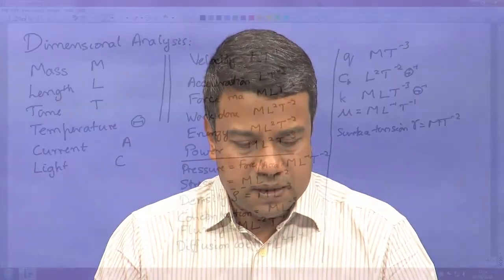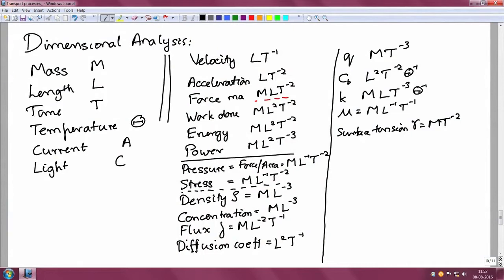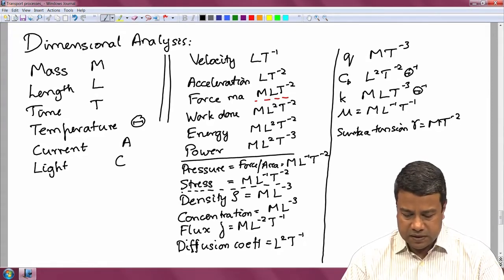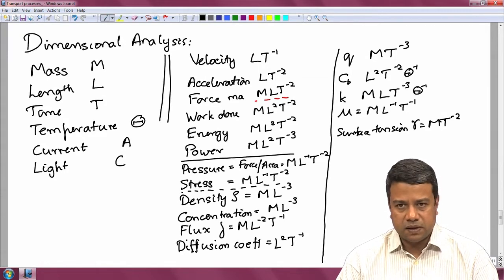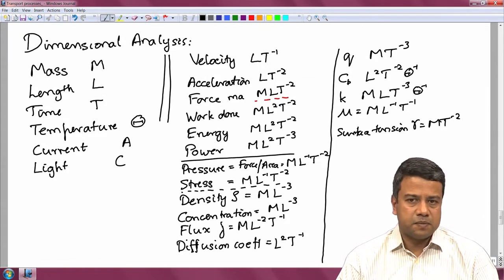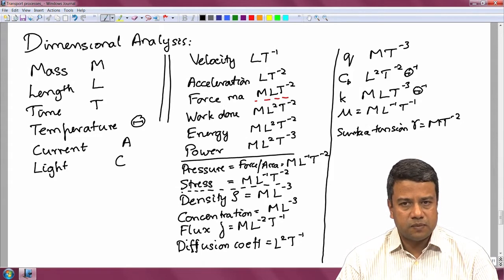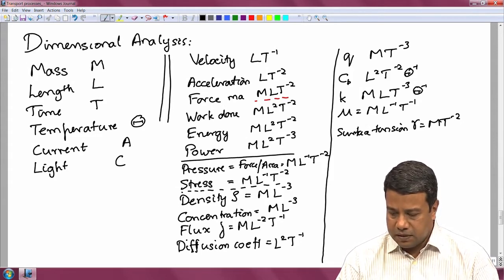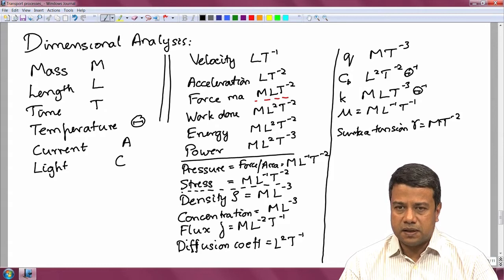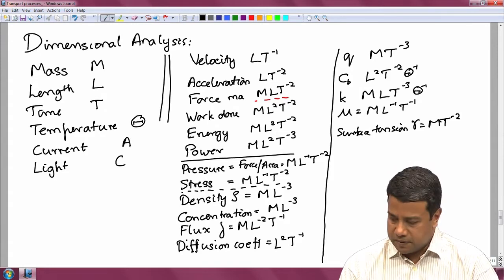But from these four fundamental quantities, mass, length, time and temperature, you can derive a very large number of quantities that we will be employing throughout this course. Velocity, acceleration, force, work, energy, power, pressure, stress, density, and so on. Quantities which are of relevance in mass transfer, in heat transfer and in momentum transfer. So, how do we use dimensional analysis in order to analyze problems?